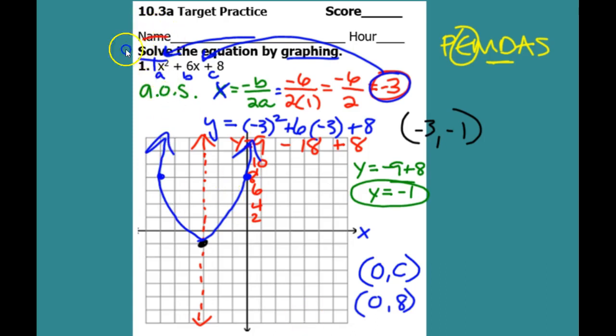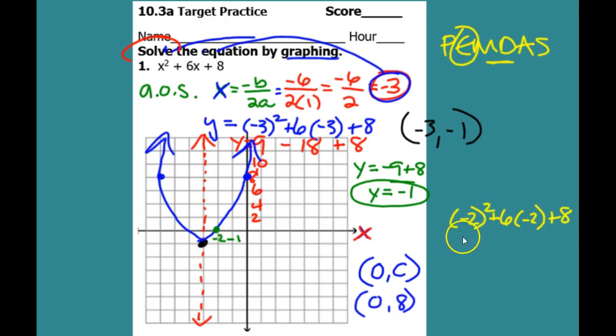And remember, because we have this word solve, we need to figure out where does it cross the x-axis. I'm going to just test a point. Mine looks like it crosses really nicely at negative 2. Remember, left and right I went by 1's. So I'm going to test that point into this equation to see if it works. So we have x squared, or negative 2 squared, plus 6 times x, which is negative 2, plus 8.